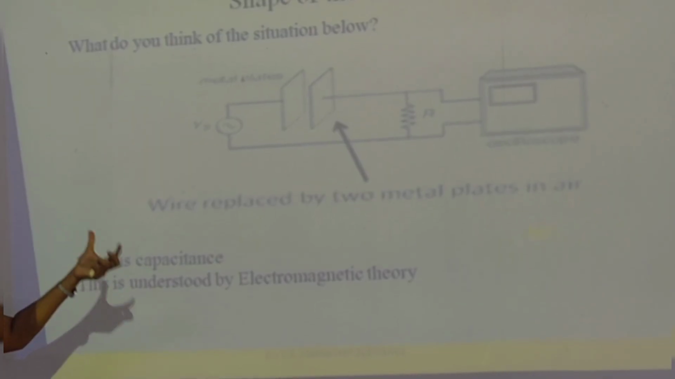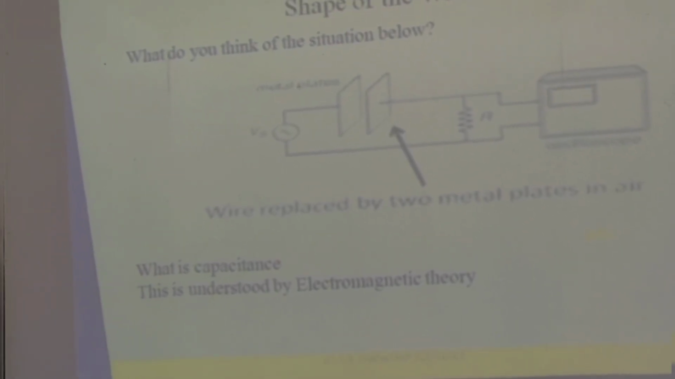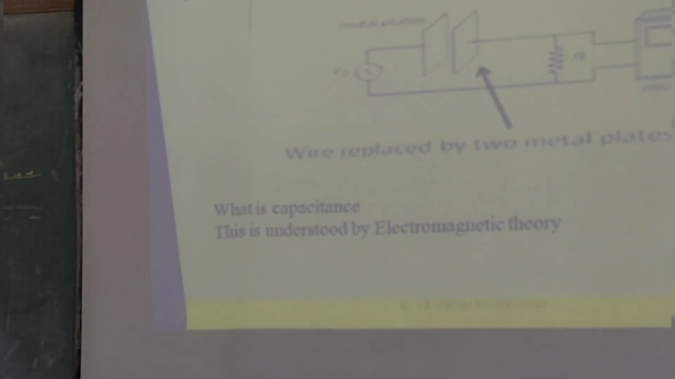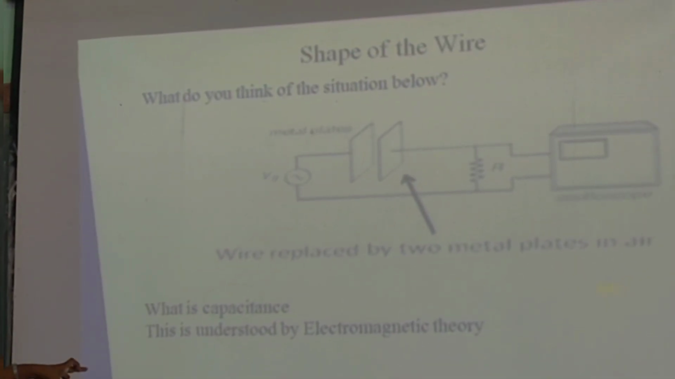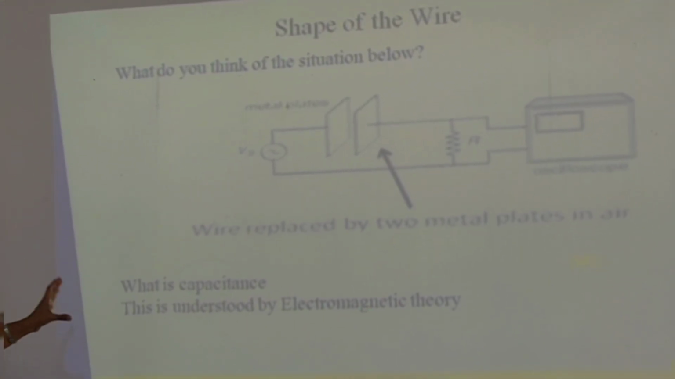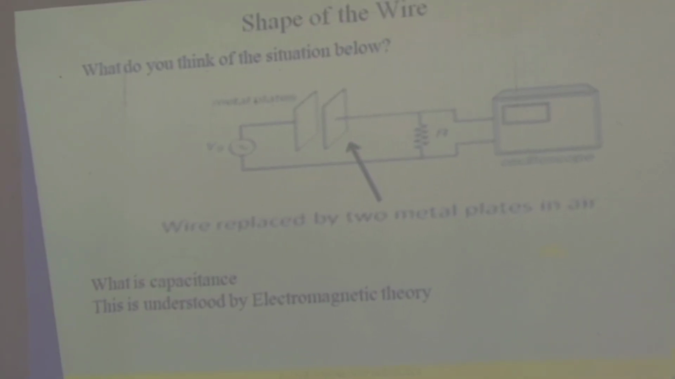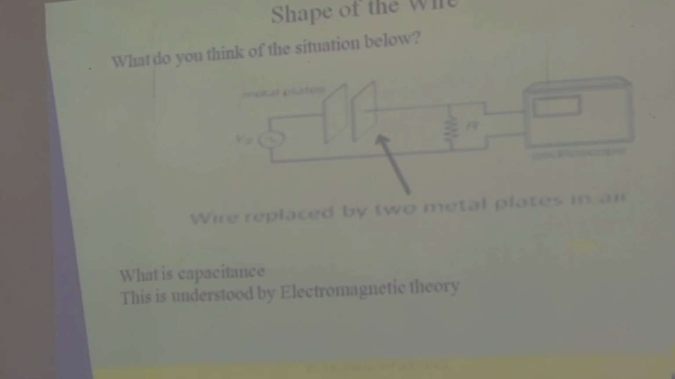Two plates separated by a dielectric medium. So we have got two plates like this, separated by a dielectric medium. This will be regarded as a capacitance. So here we understand what is capacitance. Now we need to know why electromagnetic theory is necessary in free space, whereas these questions are not answered by circuit theory.